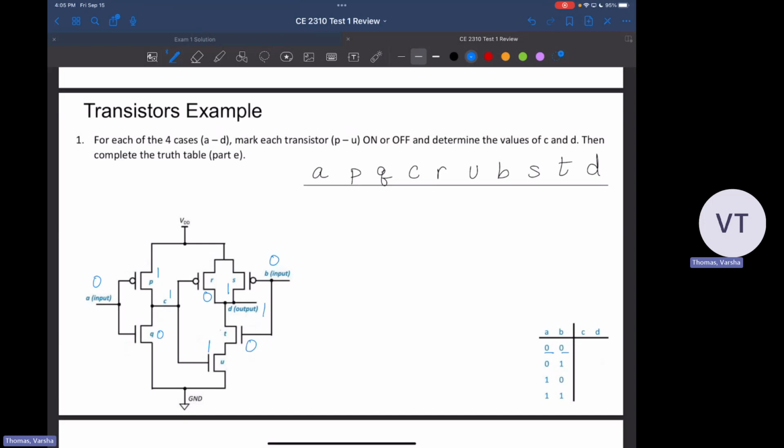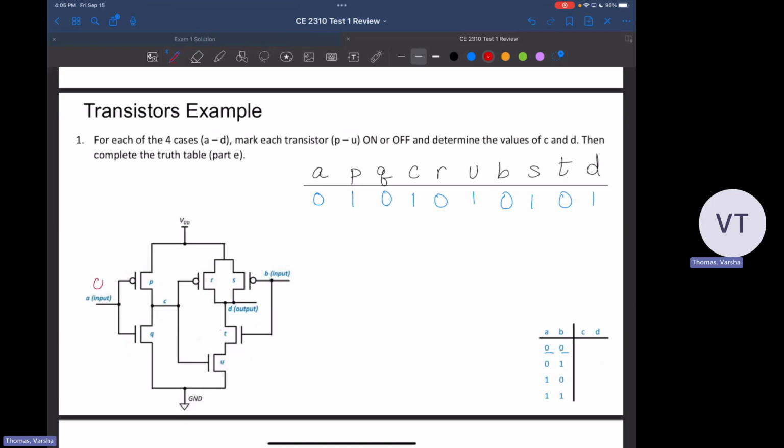I'm going to populate this table over here just so I keep track of all your values. A is 0, P is 1, Q is 0, C is 1, R is 0, U is 1, B is 0, S is 1, T is 0, and your resulting output at D is 1. Okay, I'm going to erase this so we can work on the next set of inputs for A and B.